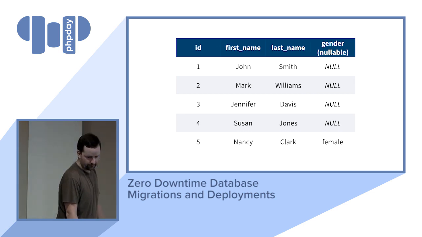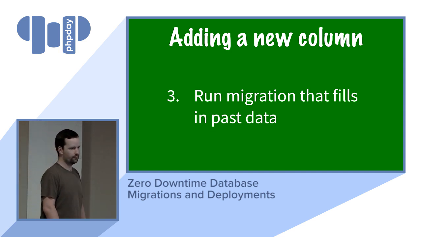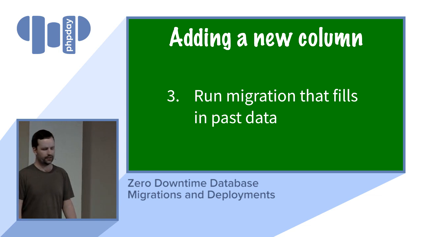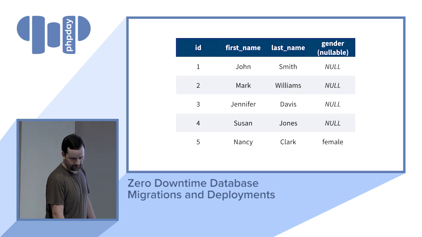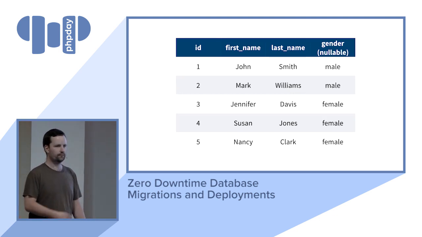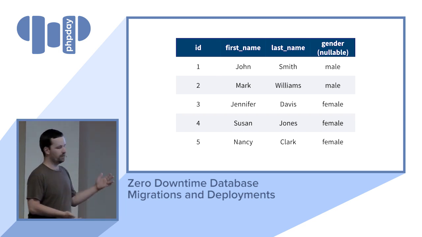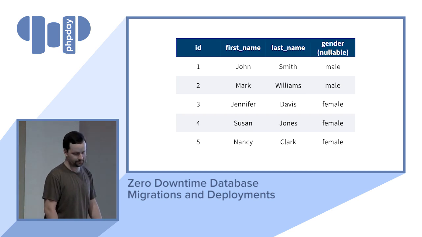And in the next step, we will run a migration that fills in past data. This only applies if you plan the column to be required. If you want to keep it nullable, then you don't have to do this step. And the migration can be either an SQL query, or it can be a more complex PHP script. So in this case, we go from this to this. The migration probably guessed the gender of the users by their first name or something like this. It doesn't matter. It's a detail of this example.